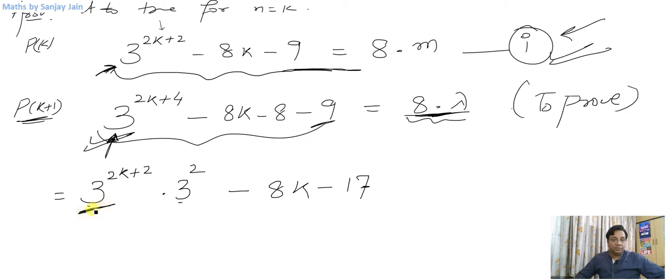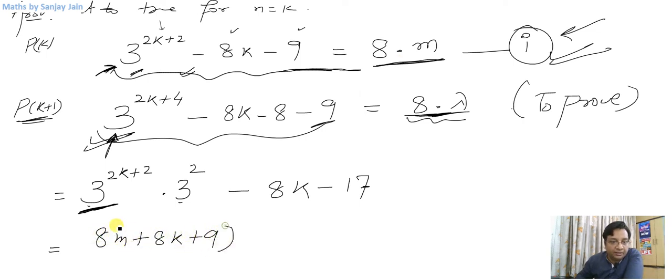Okay, so now let us replace this with what we know. What do we know? We know this to be equal to 8m plus 8k plus 9. So let's do that. Or what else can you do? You can bring this entire term in form of this left hand side. Okay, let me first replace it with this, then I'll show you the other way around that I want to say. So let me replace this with 8m plus 8k plus 9 into 9 minus 8k minus 17. This is something that I can write.